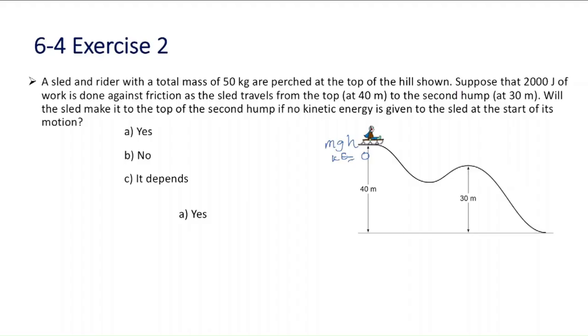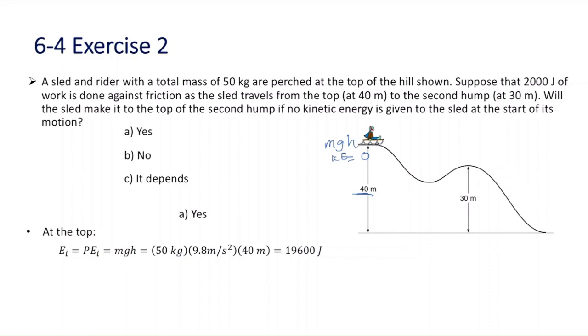At the top of the first hill, the sled has only potential energy, which is mgh, and the mass of the sled and the rider is 50 kg and gravity is 9.8 and the height of the first hump is 40 meters. So you get initial mechanical energy is 19,600 joules. Now as the sled moves, friction does negative work, removing 2000 joules of energy.